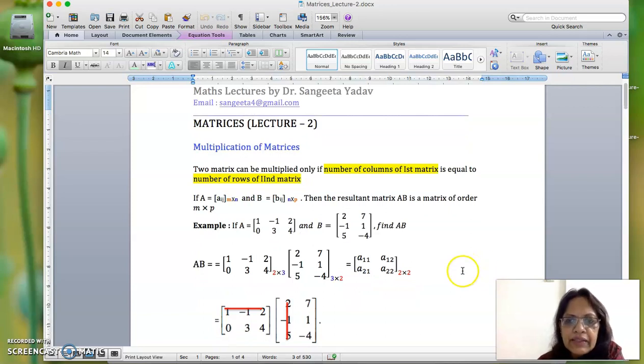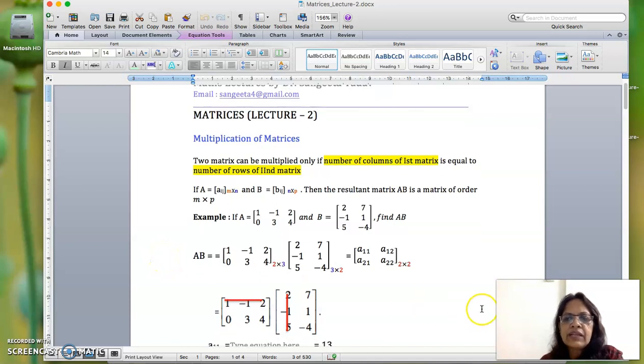But before multiplying the matrices, there is a condition. Two matrices can be multiplied only if the number of columns of the first matrix is equal to the number of rows of the second matrix. For example, if A is a matrix of order m cross n and B is a matrix of order n cross p, then they can be multiplied when the number of columns of the first is equal to the number of rows of the second, and the resultant matrix will be of order m cross p.